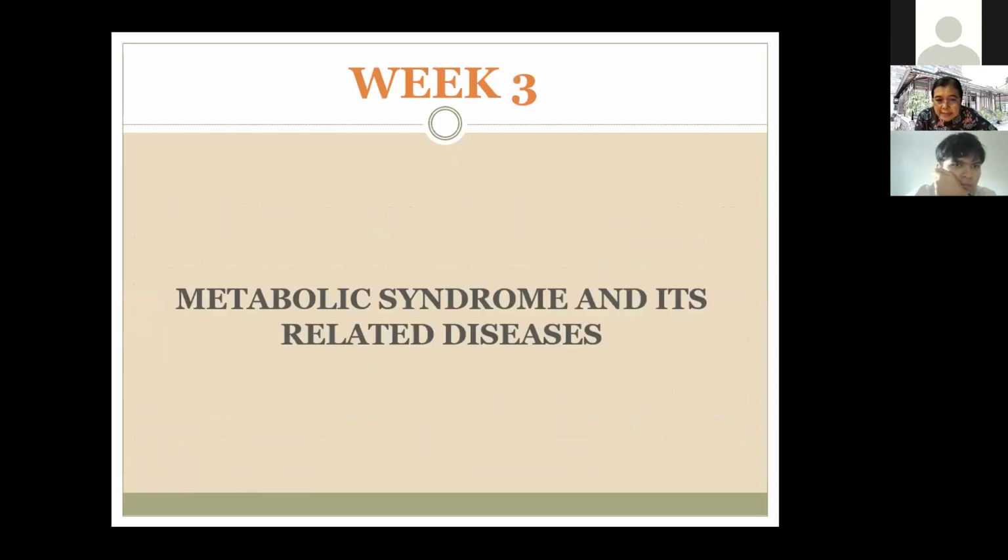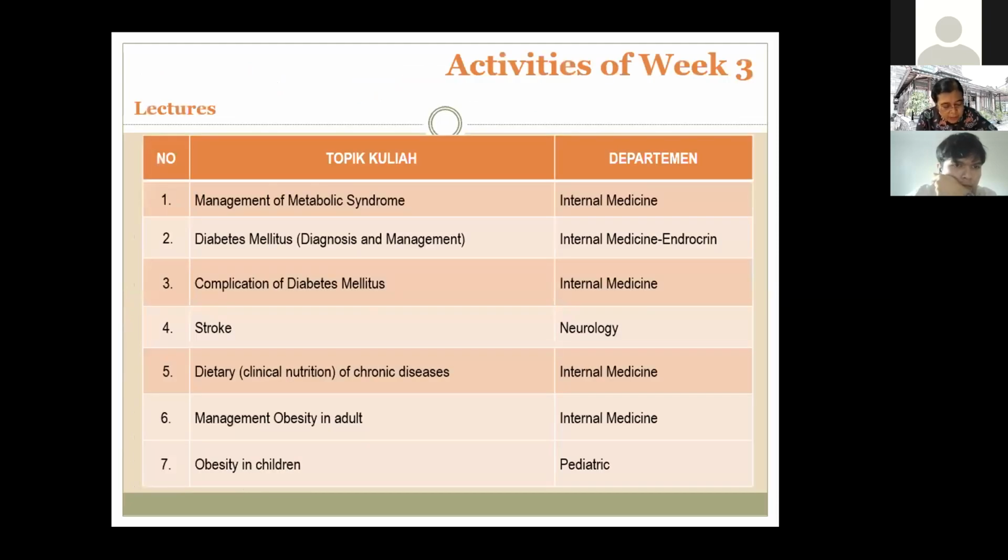Continue. The next, week 3 is metabolic syndrome and its related diseases. Here, metabolic syndrome is a cluster of conditions: increased blood pressure, high blood sugar, excess body fat around the waist, and abnormal cholesterol and triglyceride levels that occur together and increase your risk of heart disease, stroke, and diabetes.